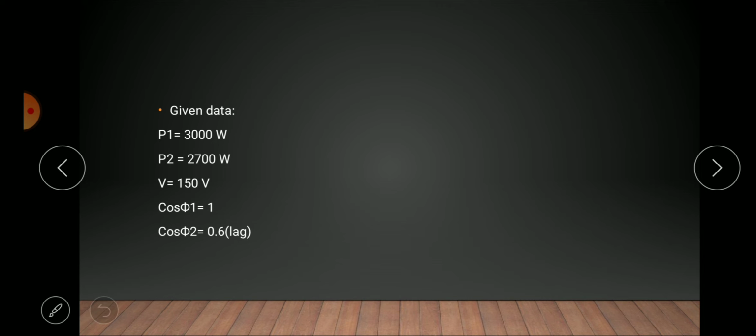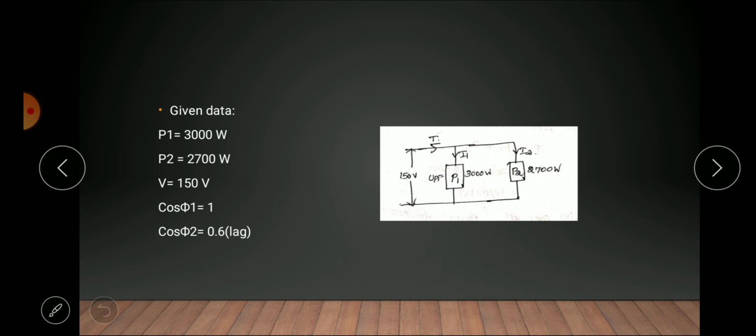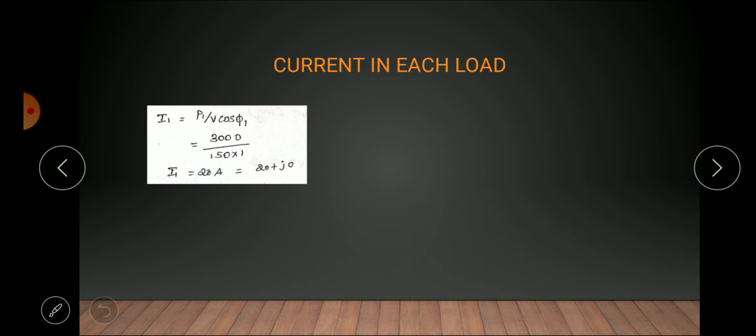These are the data given in our problem. P1 equal to 3000 watt, P2 equal to 2700 watt, V is equal to 150 volt, cos phi 1 equal to 1, cos phi 2 is equal to 0.6. First we find the current. Already we know the power formula, P is equal to VI cos phi. In this problem we get the I value, I is equal to P by V cos phi. This is the first load. So we put 1. Substitute the values, we get the answer 20 amps.